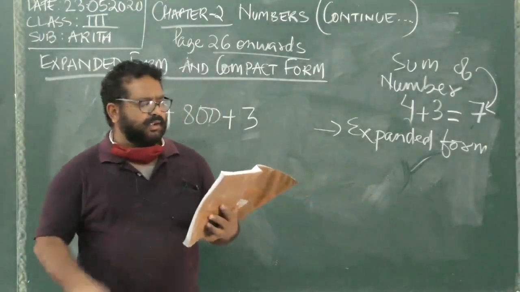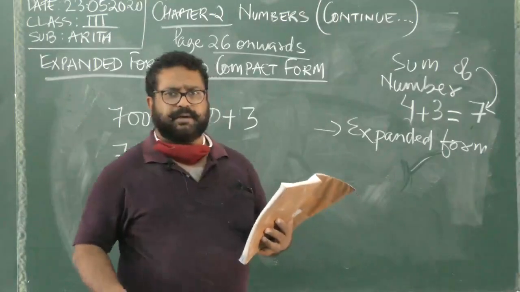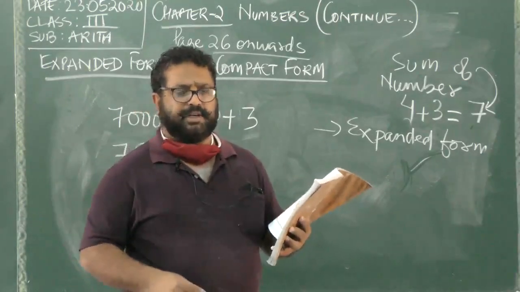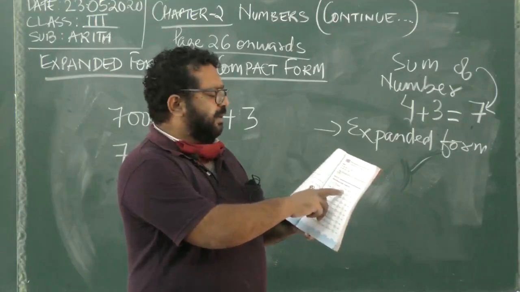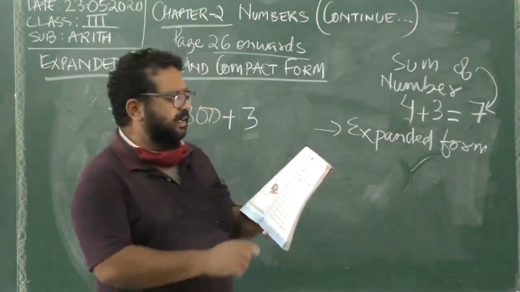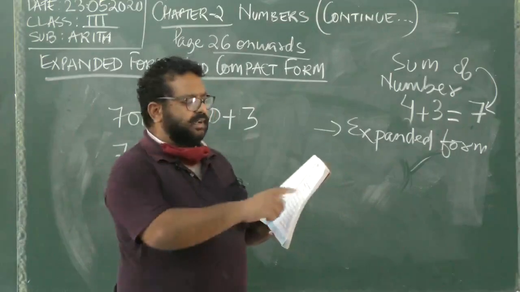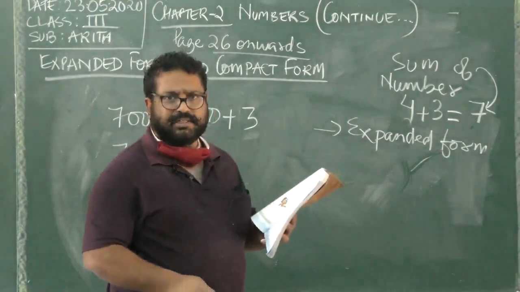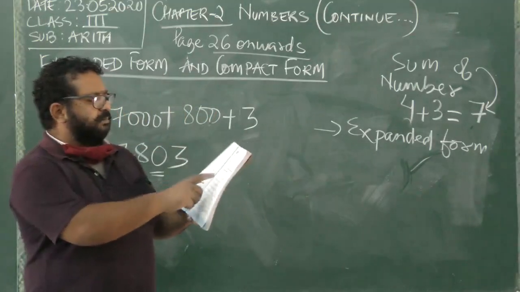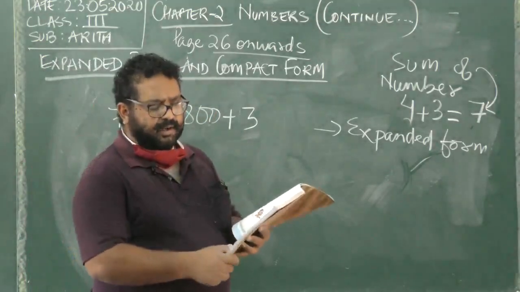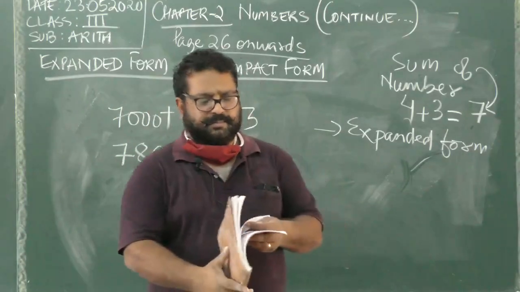We are naming the number here. So the spelling of the 1000 is written. How many hundreds? The spelling of hundreds is written. The tens spelling is written and the ones spelling is written. Do you understand? So here we are not mentioning the digits, but we are naming them.